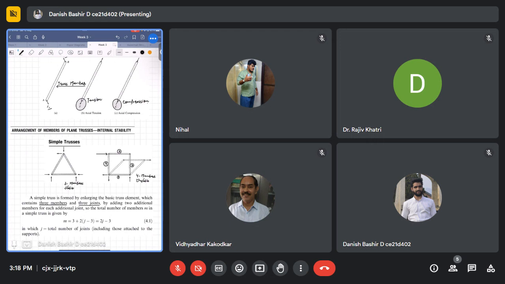Okay, for example, a simple truss is like this. It is having three members and three joints.